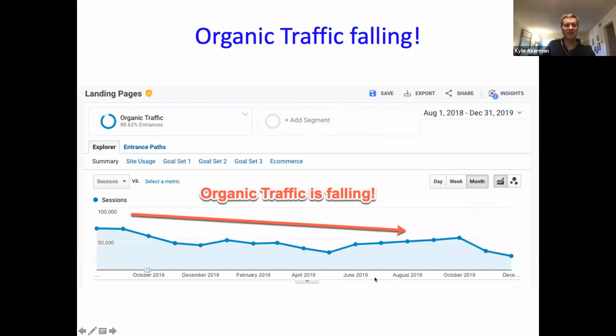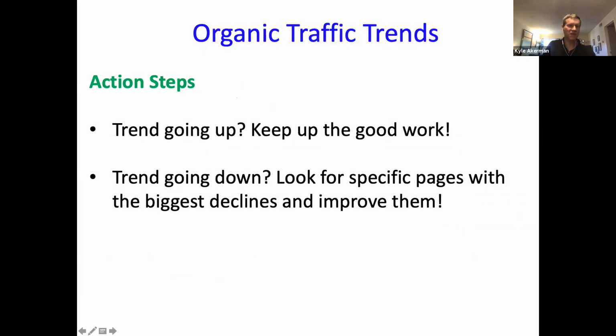Now the opposite is if you see something like this. So here your organic traffic, it's falling over time. I mean, yeah, there's a couple spikes, but this is where you need to then take a deeper dive into your reports and start looking at specific pages. So the action steps for this one are, if that trend is going up, great job. Keep up the good work, keep doing what you're doing. If that trend is going down, you need to start looking for specific pages that have the biggest declines, and let's take steps to improve them.